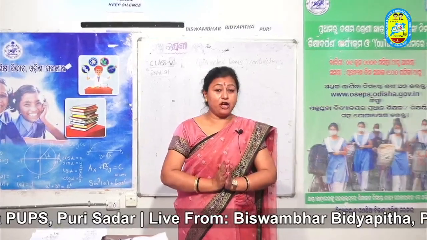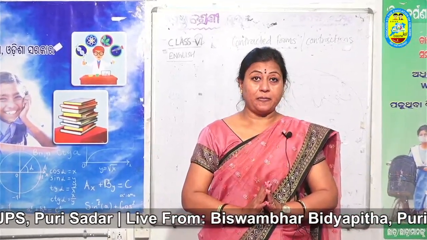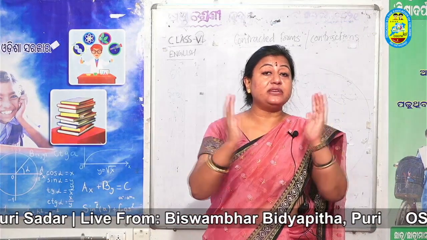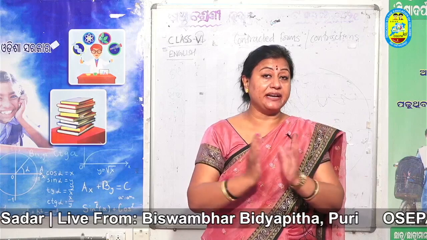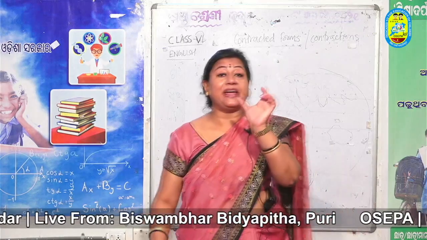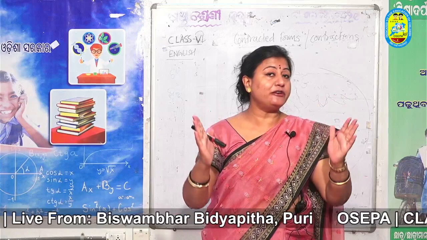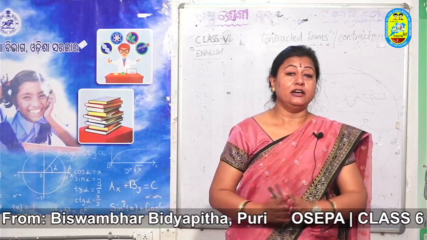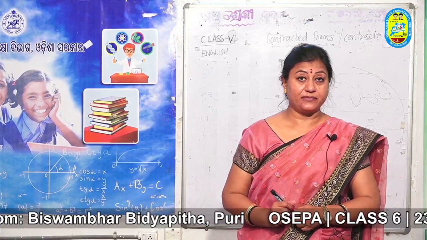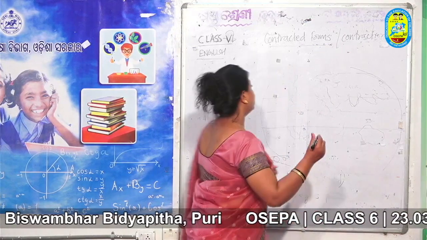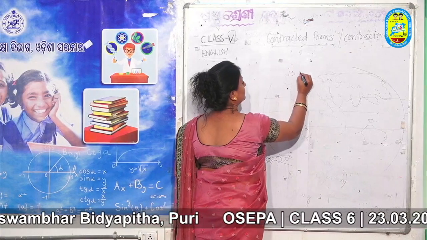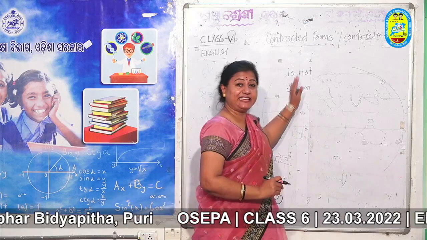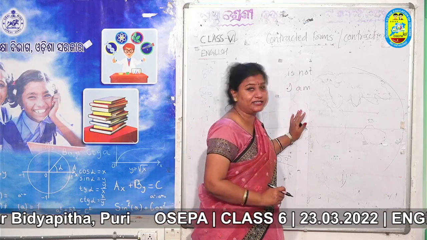What are contracted forms? You must have seen in English text two different words, they are squeezed. They are combined to make a single word. Two different words, they are combined or squeezed or put together to make a single word. And how do we do it? Suppose is not, I am. You must have seen such words or you use such words, right?